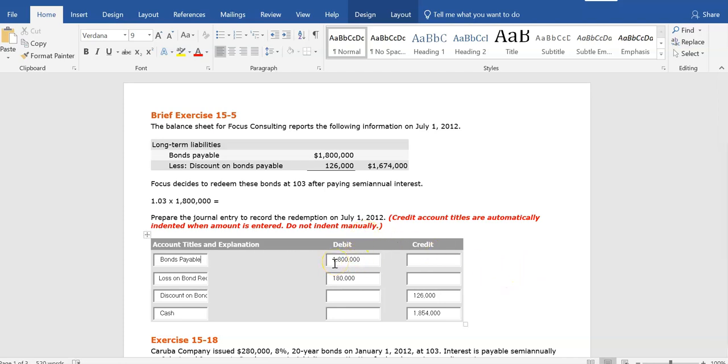So this loss, remember, losses are just like expenses. It will cause our income to go down for the year. We incurred a loss to redeem the bonds.